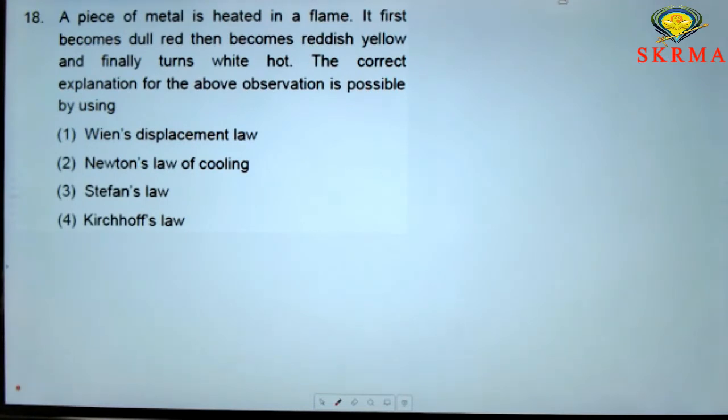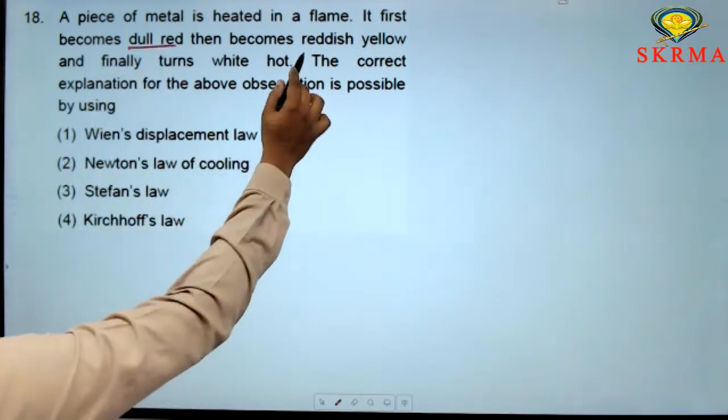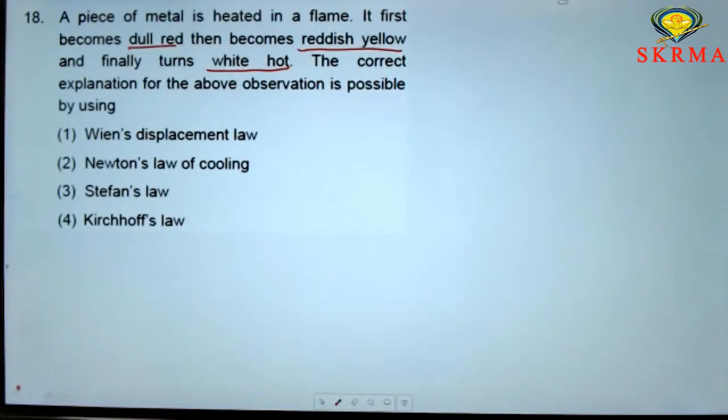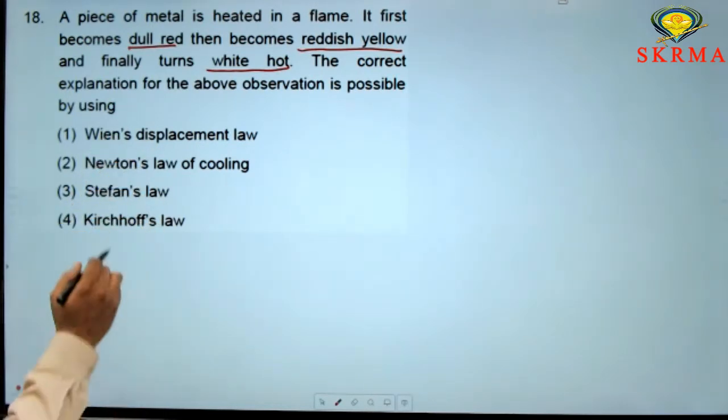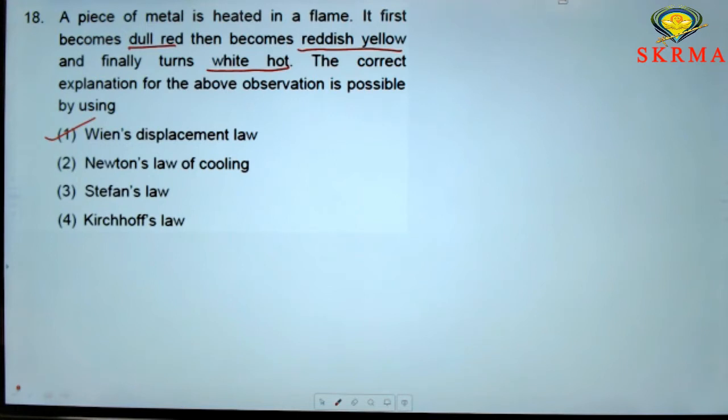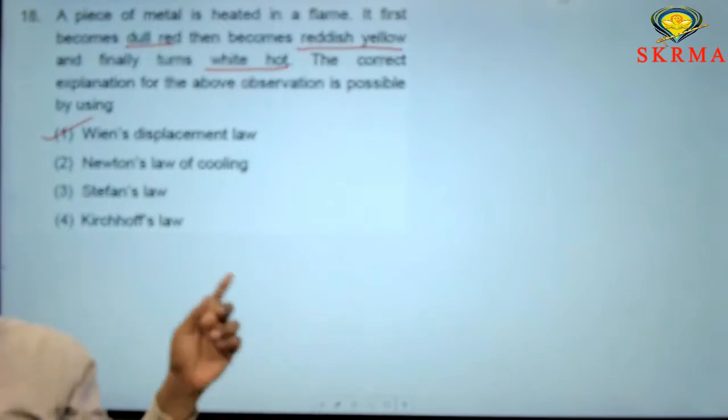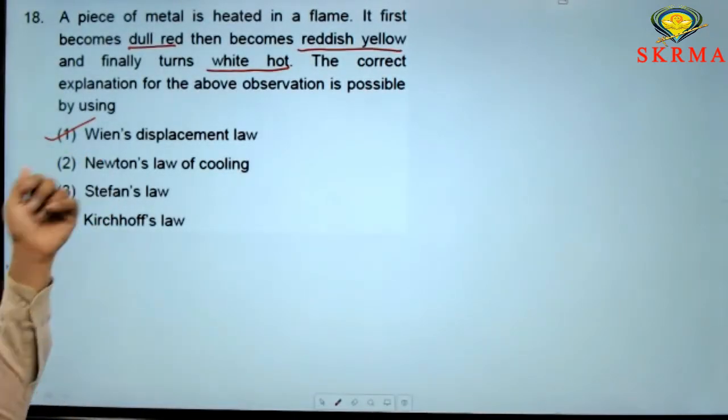Next one. A piece of metal is heated in a furnace flame. At first it becomes dull red. After that, it becomes reddish yellow. Finally, it turns white hot. Now, the correct explanation for the above observation is possible with the help of... So here there is a change in color, right? That means there is a change in wavelength. Which of the following gives the wavelength and temperature relation? Wien's displacement law. So the color indicates that there is a change in wavelength, and the wavelength and temperature relation is given by Wien's displacement law.